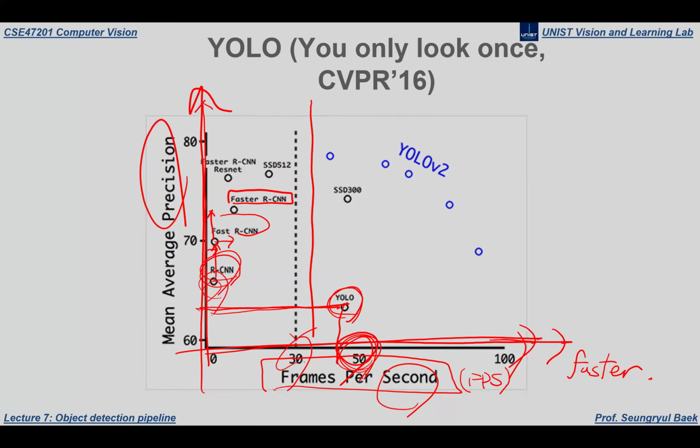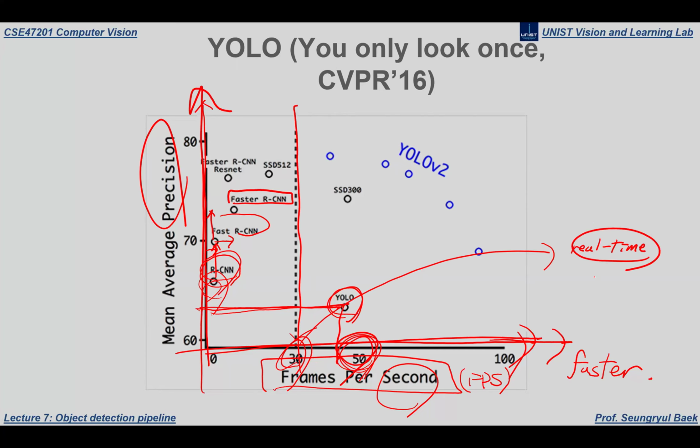But FPS 30 is the criterion for deciding whether an algorithm is real time or not. If an algorithm has FPS over 30, we call it a real time algorithm. So YOLO, in that sense, is a real time algorithm. But RCNN, because it is a two-stage algorithm, even though it has more accuracy than YOLO, is not a real-time algorithm.